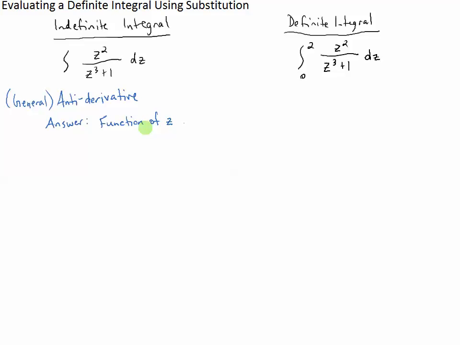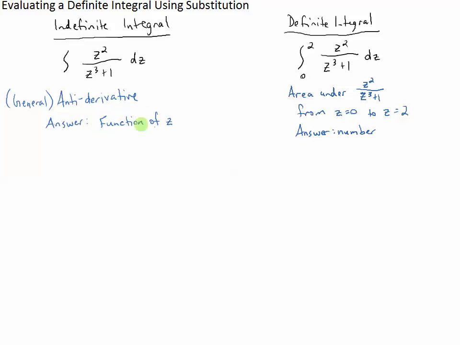Okay? Now over here, to evaluate a definite integral, you still invoke the fundamental theorem of calculus and you use the antiderivative, but the meaning of this is not an antiderivative. The meaning of this is the area under the function z squared over z cubed plus 1 from z equals 0 to z equals 2. Okay, and we can define that using a limit of Riemann sum. Now the answer to a definite integral is a number.